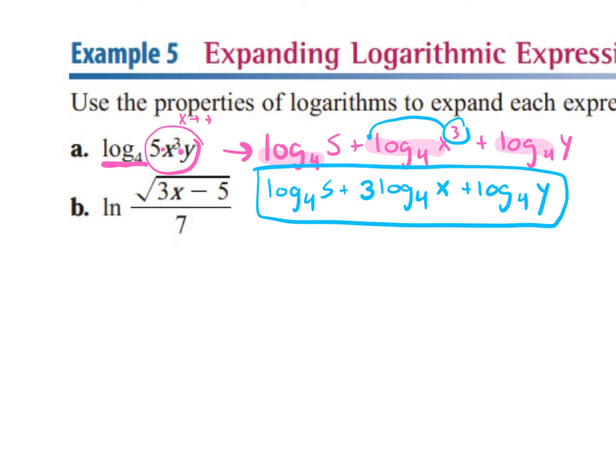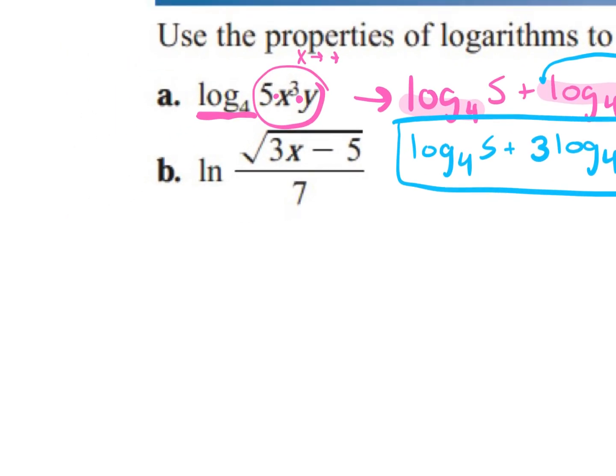All right, now let's look at B. So for B, I'm dividing. So I know division goes with subtraction. So I can just break these apart right off the bat and subtract them together. So I have ln of square root 3x minus 5 minus, so when I break it apart, each term gets its own ln, so ln of 7. Now I'm only dividing 7, so 7 is the only thing that gets that minus. I haven't done anything else, just split apart that division sign into a minus.